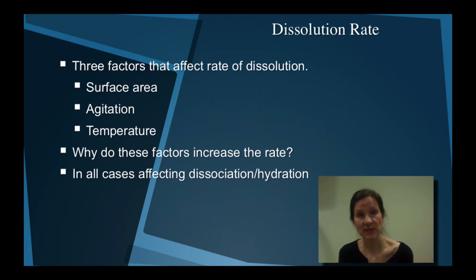So increasing my surface area just means I'm going to have more contact between solute and solvent, so I can build those new IMFs more quickly. Agitation, again, allows fresh solvent to come in contact with solute, allowing for those IMFs to be created. And temperature, same thing. I'm increasing the motion of my particles, they're hitting each other more often, and now I'm dissolving more quickly.